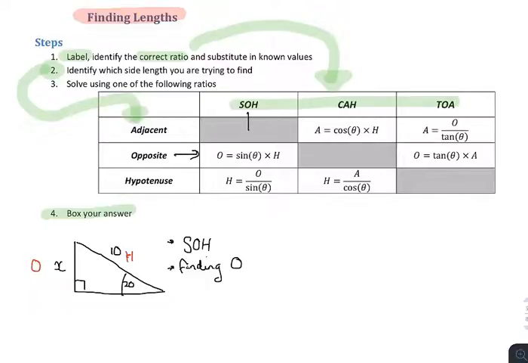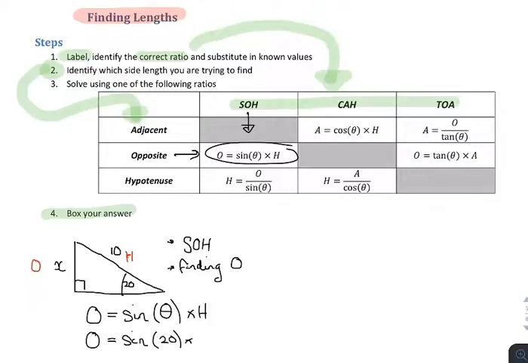So in my table, I identify my opposite and my sine. Opposite is what I'm trying to find. Sine is my ratio, which means that the formula that I'm going to use is O equals sine theta times h. So I write that down, substitute in my values, and then it would be just a case of putting that into a calculator and solving it. And that would be my end answer, after, of course, that I put a box around it.